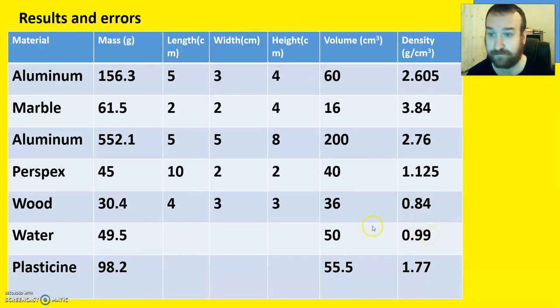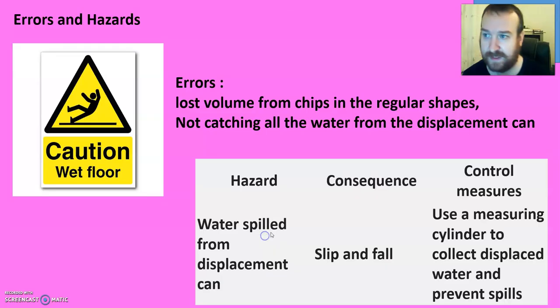Okay. So, last little bit is going to be on hazards and errors. As I said at the beginning, the big hazard in this is water spilled. Okay. So, water spilled from a displacement can cause slips and falls. To control that, to reduce the chance of that happening, we'll make sure we clean up any spills, and we use containers to catch any excess water that is displaced.